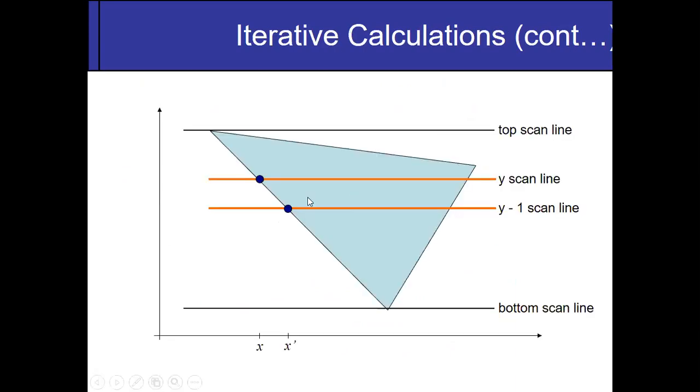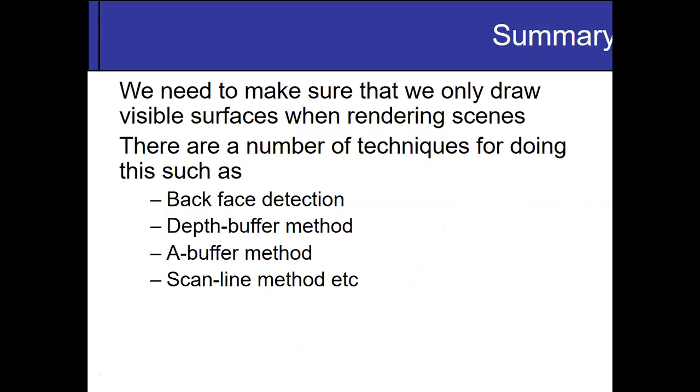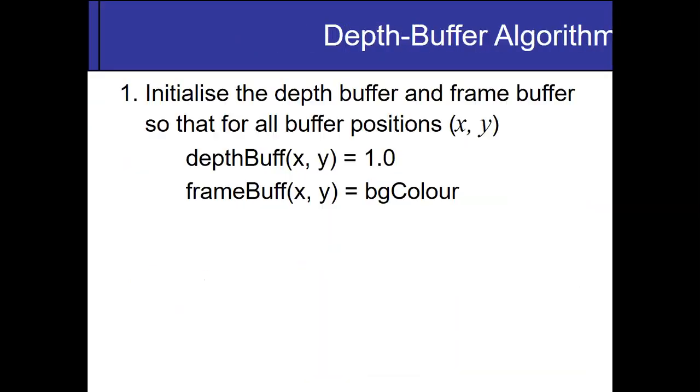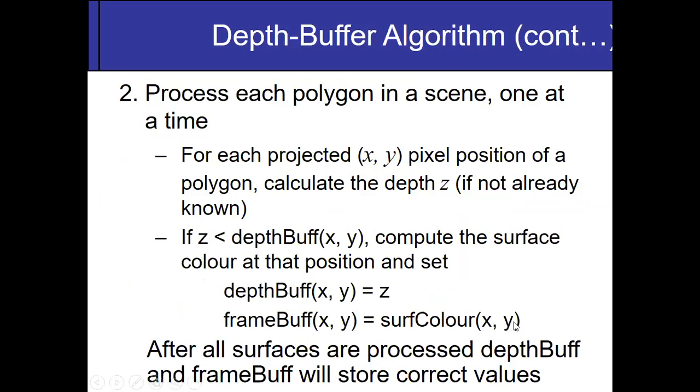So yeah, you can see the top scan line. You keep coming from the top row, next one, y minus 1, and x plus 1, x plus 1, x plus 1. So all the rows will be completed. If you keep on doing this, you will ultimately get the result. After all surfaces are processed, the depth buffer and frame buffer will store correct values.